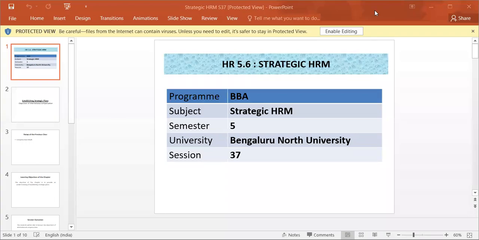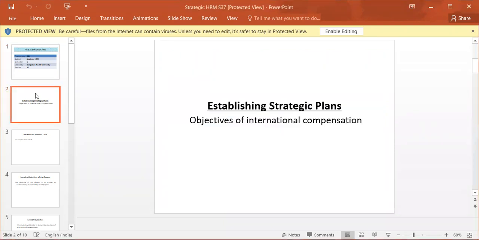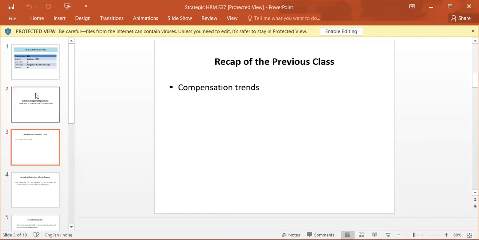Dear students, we are going to discuss the subject Strategic Human Resource Management for the 5th SEM BBA of Bangalore North University. We are going to discuss the establishing of strategic pay plans and objectives of international compensation.